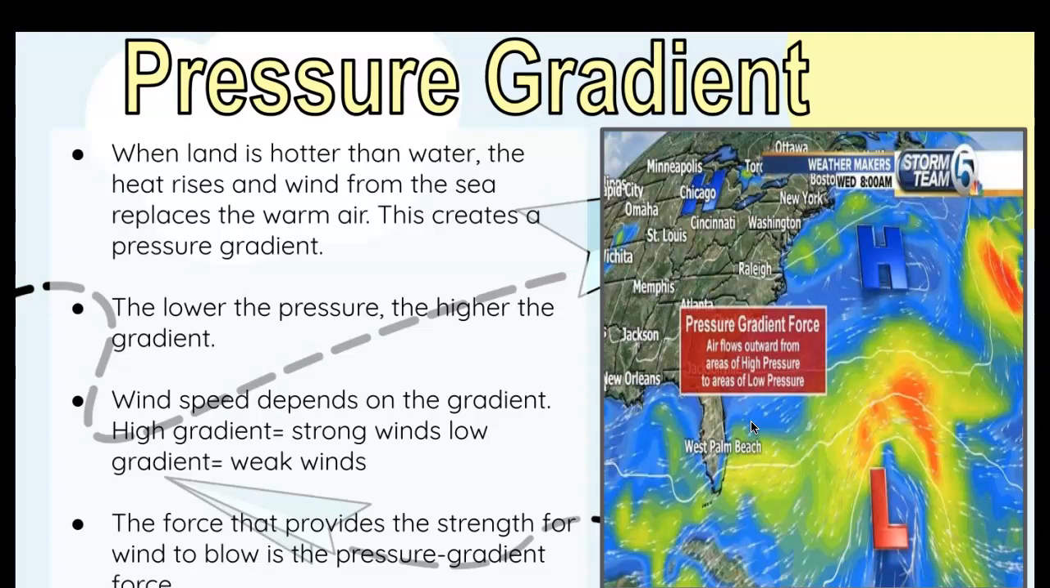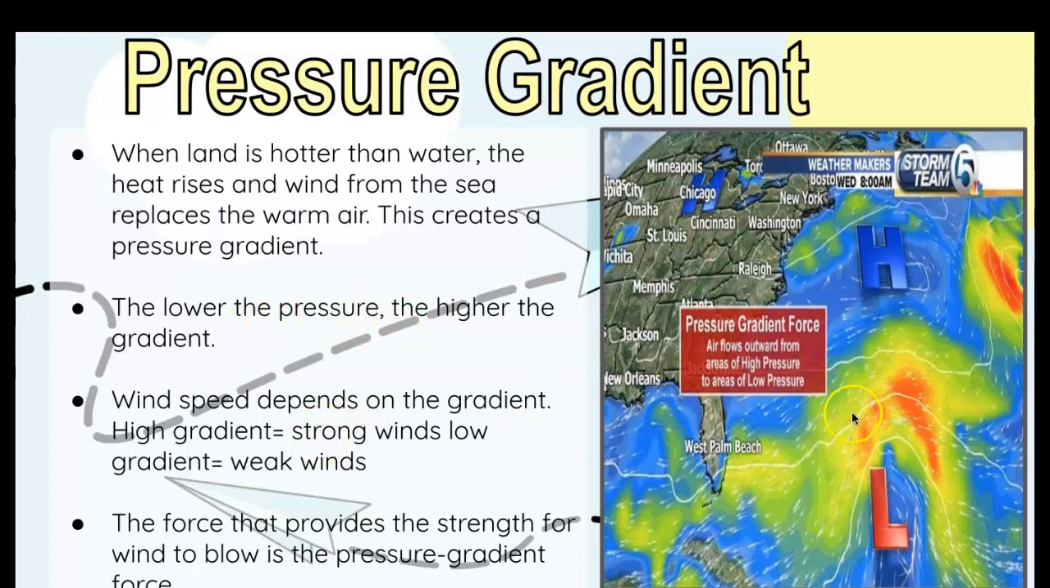Why does this matter, Miss Joseph? Because your wind speed is determined by the gradient that occurs. So if there is a high gradient, you're going to have strong winds. If there is a low gradient, you're going to have weak winds. So it says here with low pressure, there's a high gradient, and high gradient means you're going to have strong winds. So these can be your storms or even hurricanes. So you see here that low pressure is essentially the cause of strong winds.